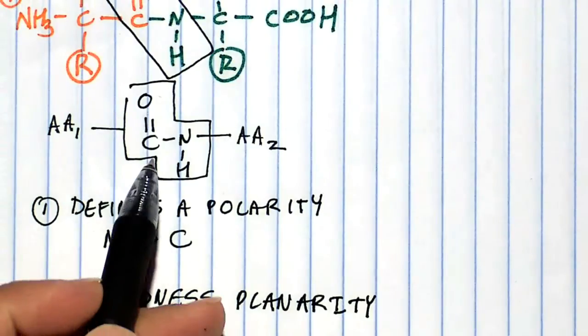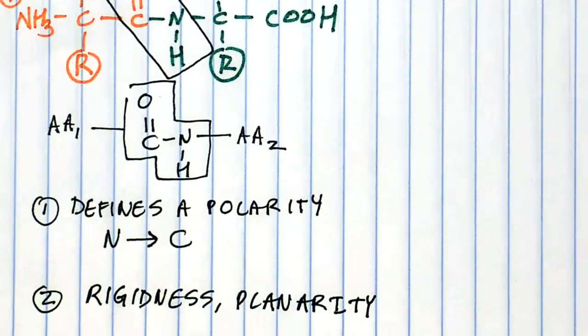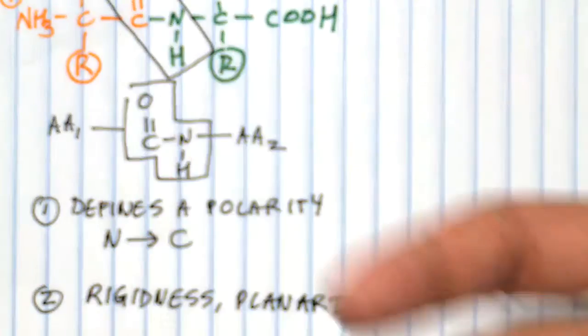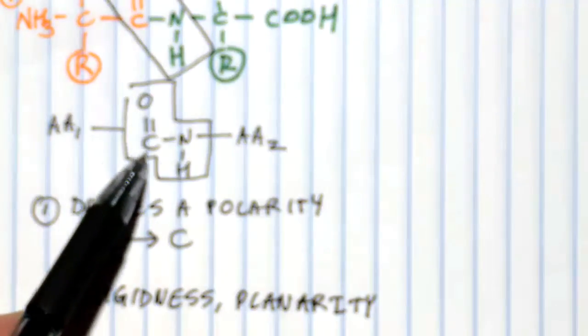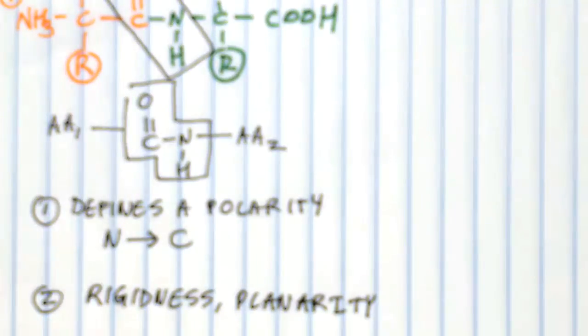Well, by planarity, it means that if you were to buy an organic model set or go to the one that you've had in organic chemistry and actually make a peptide bond, you'll see that it's flat on a piece of paper. So the C double bond O and H actually appears flat. You can overlay it on a piece of paper. Nothing comes out and nothing comes back.